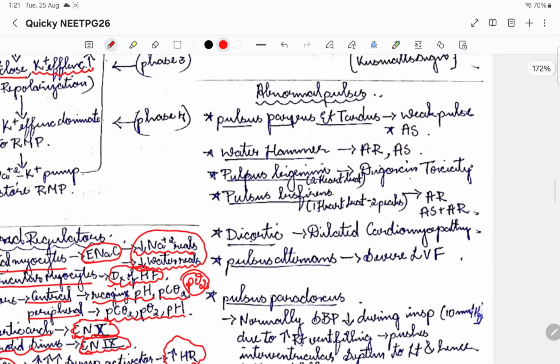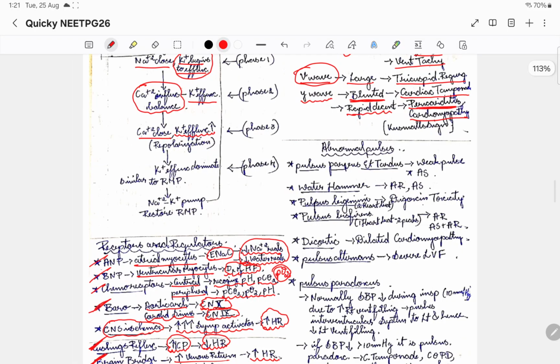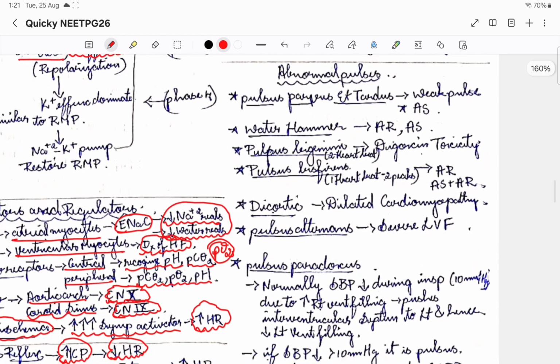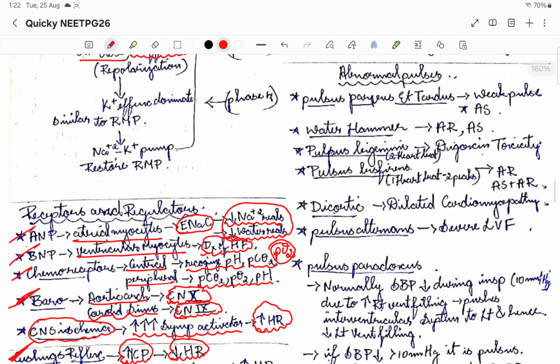Now that we have learnt about JVP, let us learn about abnormal pulses. Pulsus parvus et tardus means a weak pulse. Where did we see a weak pulse? Where the volume is low, that is aortic stenosis. Then coming to water hammer pulse, I told you, right? It is seen in aortic regurgitation, and in severe cases of AS also we can see water hammer pulse.